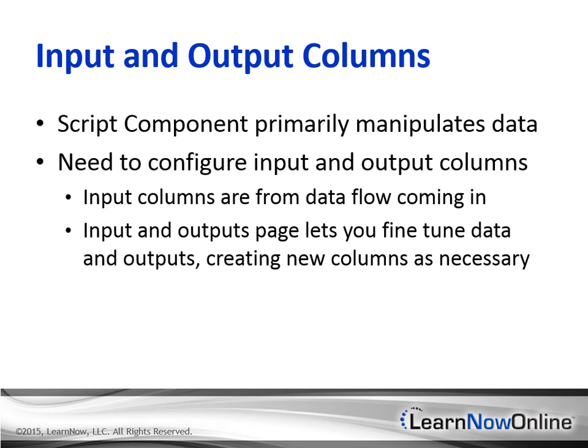And then, on the Inputs and Outputs page of the Script Transformation Editor, you can fine-tune the properties of the input and output columns. You can also add new output columns for columns that the script component will add to the data flow, and add new output paths if your component will have multiple outputs. For an example of a transformation with multiple outputs, think of the lookup and conditional split transformations, where a single input produces multiple outputs, normally.